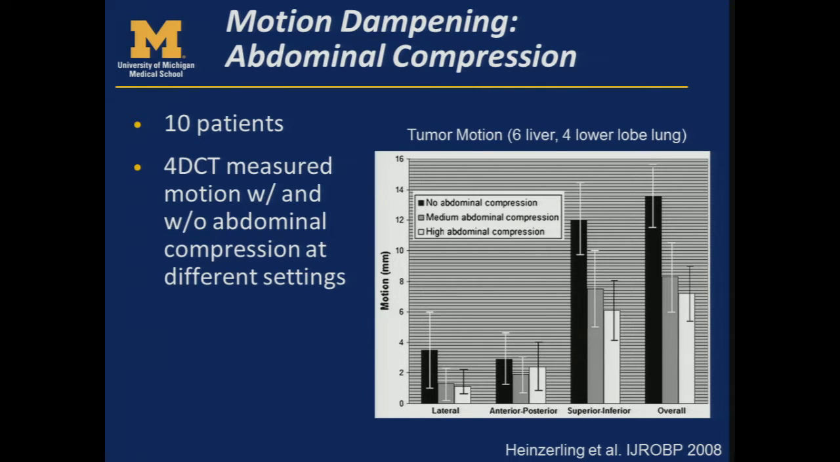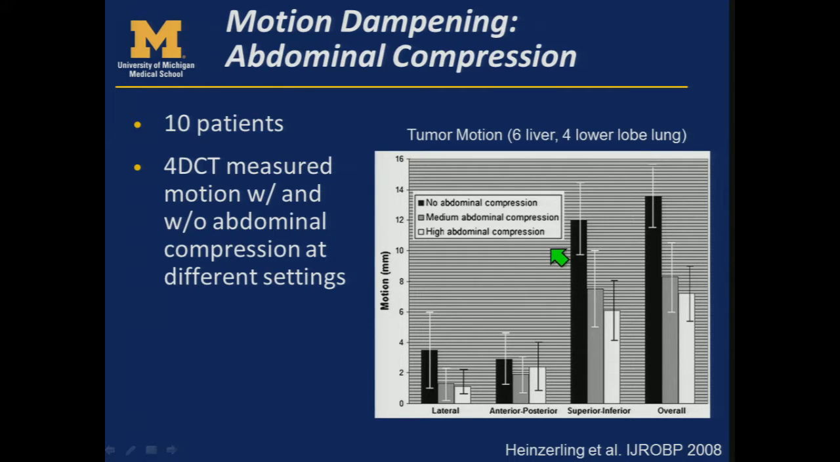And then there's also abdominal compression. This isn't something we do at our clinic, but I know many clinics that employ abdominal compression and swear by it. This is just an example from a paper where they looked at 10 patients, 6 liver tumors and 4 lower lobe lung tumors, and they measured motion on 4D CT with and without abdominal compression at different settings.